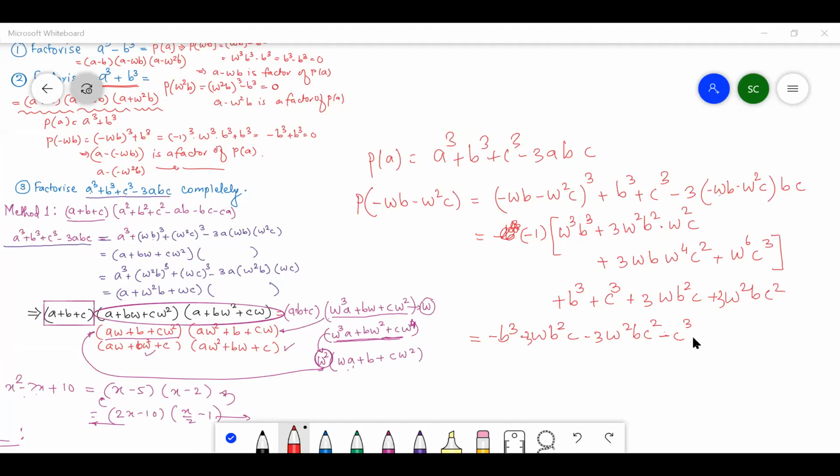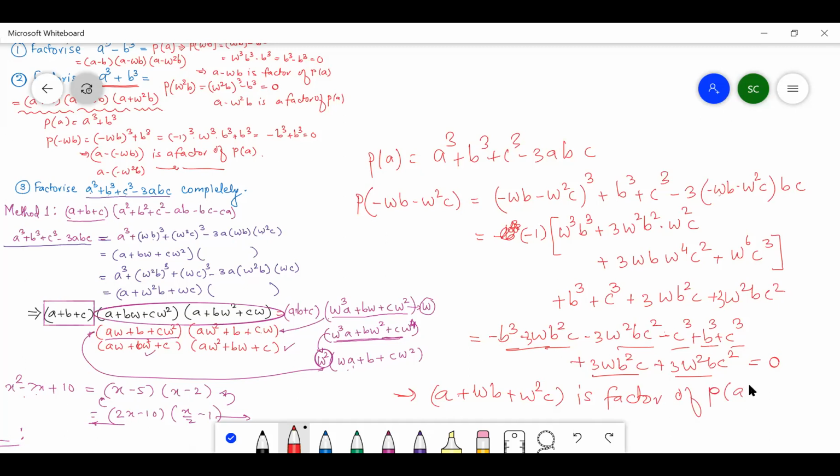Then outside the bracket we have plus b cube plus c cube plus 3 omega b square c plus 3 omega square b c square. Everything gets cancelled, is equal to 0. Therefore I can say a minus of minus omega b minus omega square c is a factor of p of a. If at all we want to use factor theorem, we can do it like this.